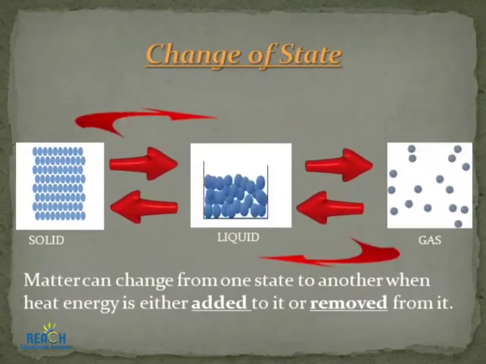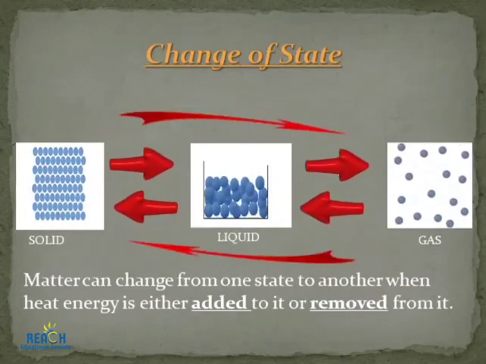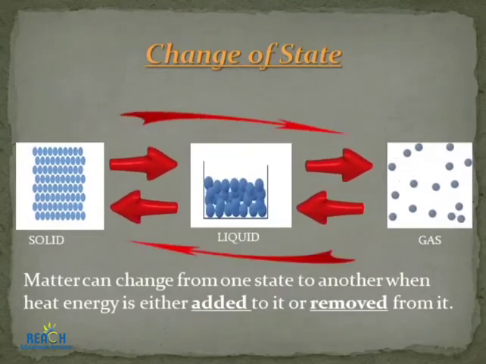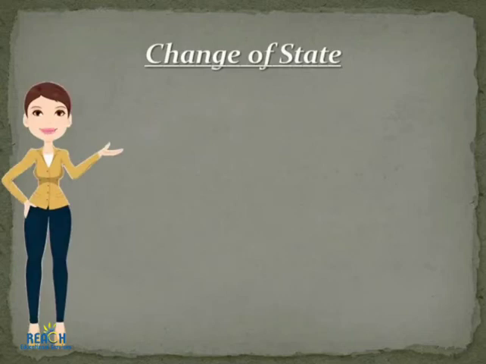So matter can change from one state to another, and this generally happens due to the addition or the removal of heat energy. So how does adding or removing heat from a system result in a change of state?